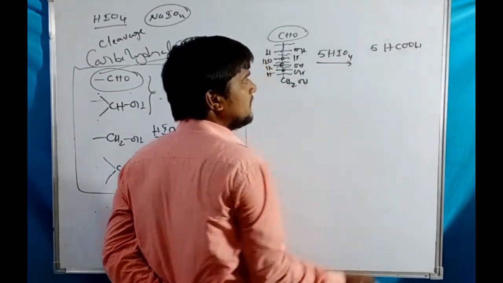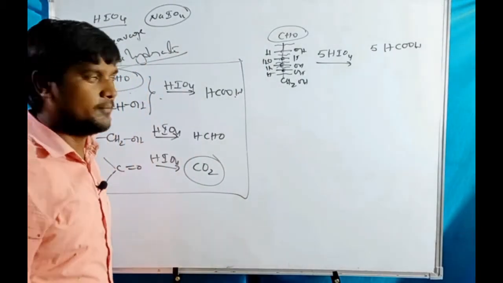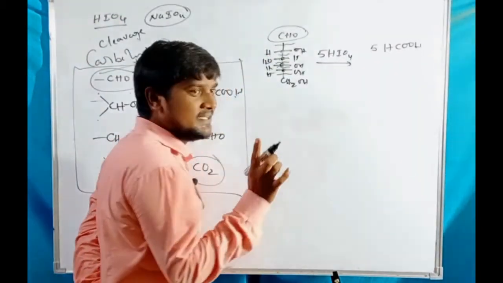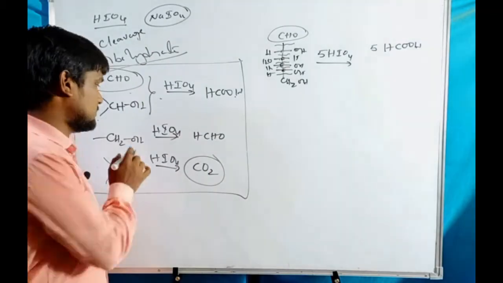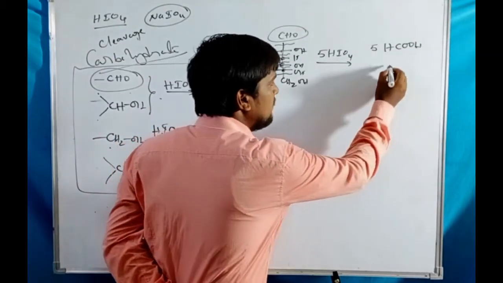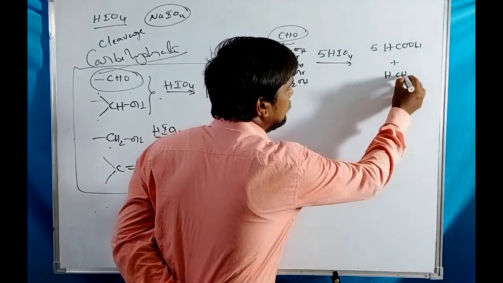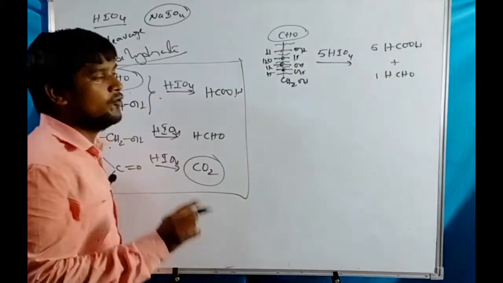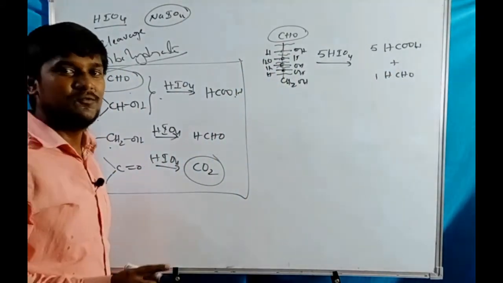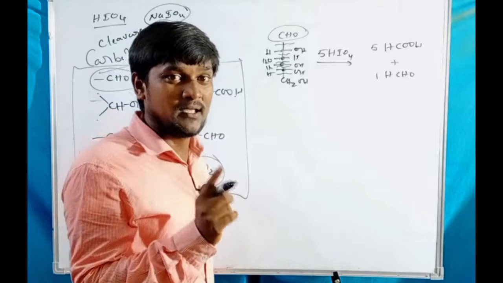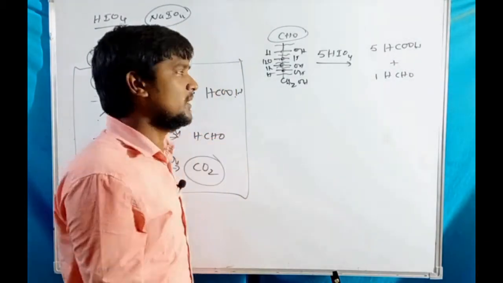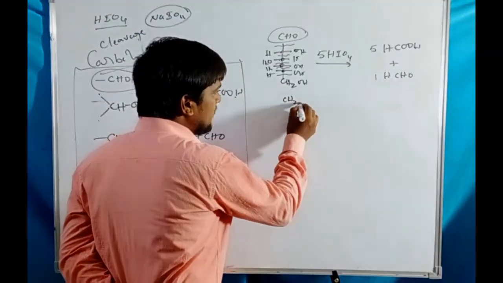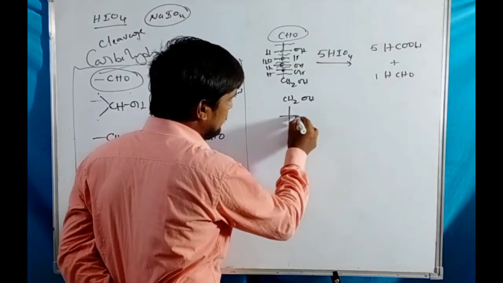Overall, 5 formic acids are formed. Now the bottom part is CH2OH, that is called a primary alcohol. Primary alcohols will convert into the corresponding formaldehyde, so 1 mole of formaldehyde. So when glucose is treated with HIO4, it produces 5 moles of formic acid and 1 mole of formaldehyde. Now again, fructose will be treated with HIO4.